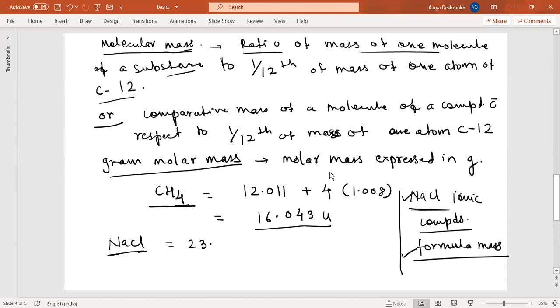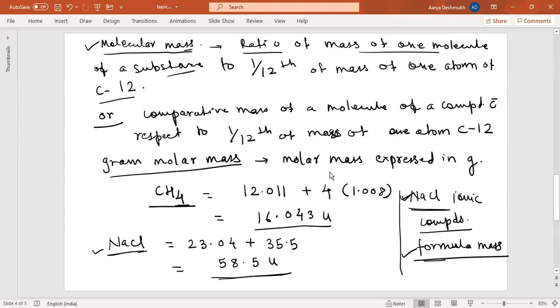So 23.04 plus 35.5. If you add these two, you'll get 58.5 unified mass. So this is the formula mass for sodium chloride. So when we use the word molecular mass, it is for the covalent compounds. Or when we use the formula mass, it is to be related with the ionic compounds. The way of finding out both the things will remain the same.